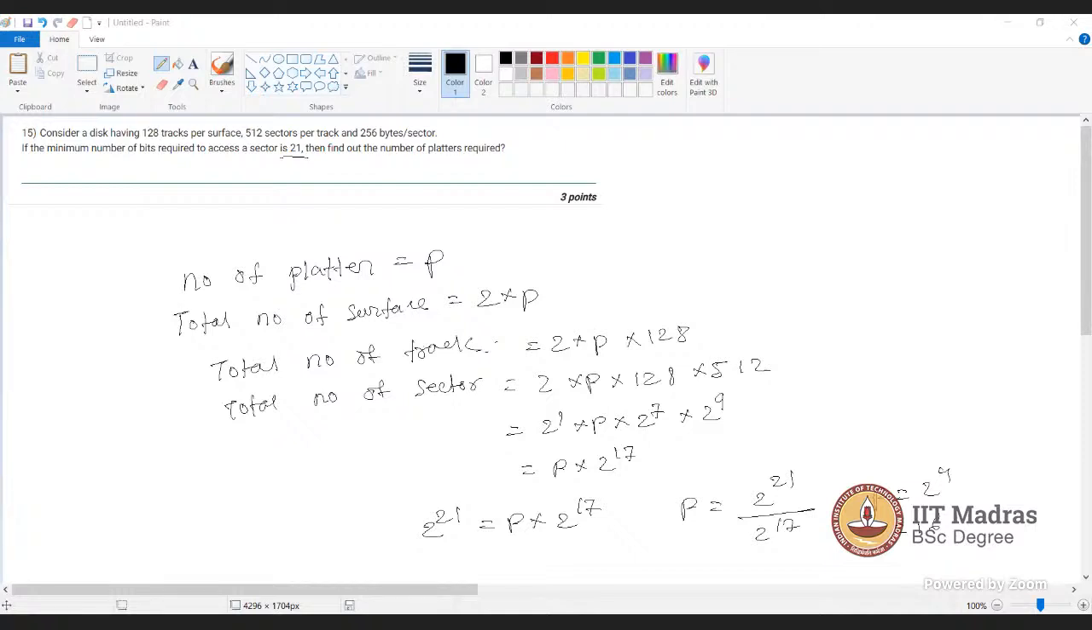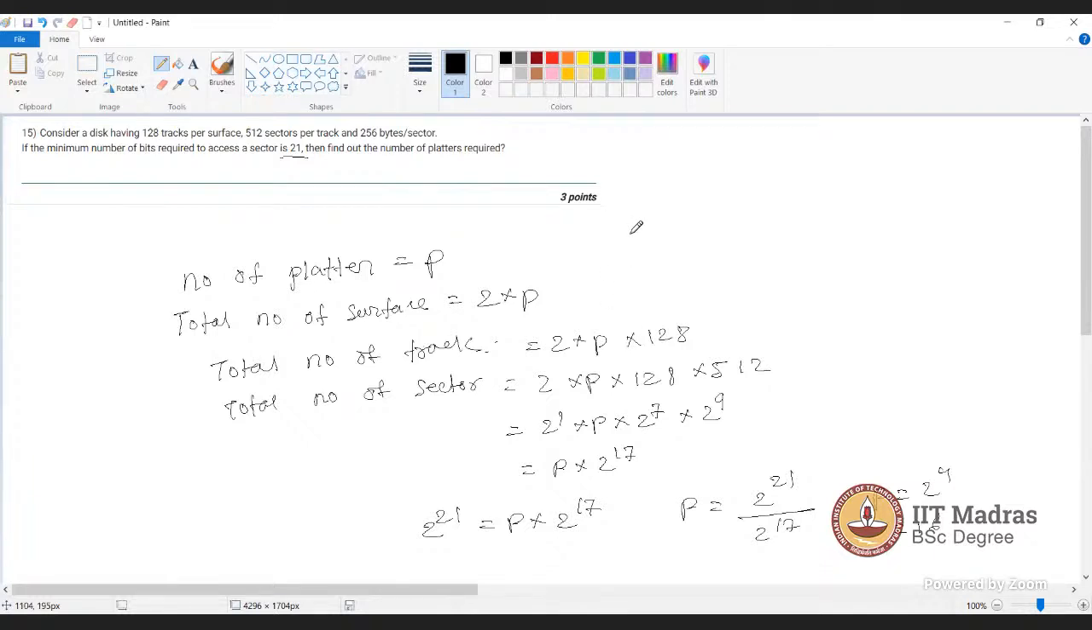After that, each surface has tracks, and each track is divided into sectors. Yeah, tracks are divided into sectors. Each sector has some size. Each sector is given as 256 bytes per sector.